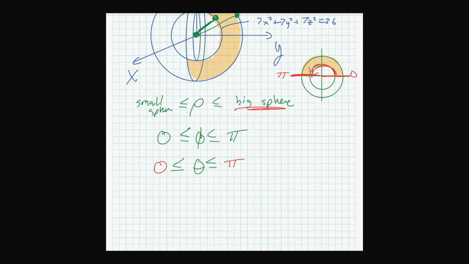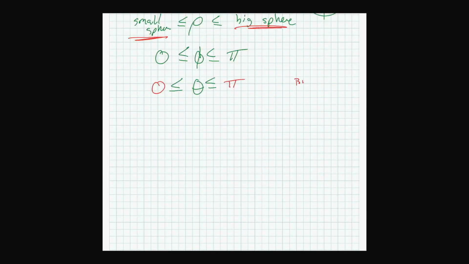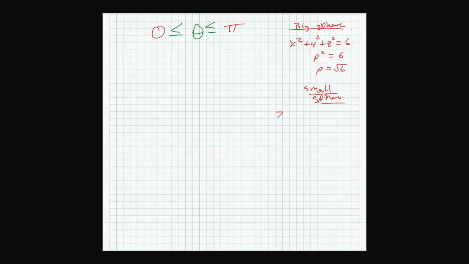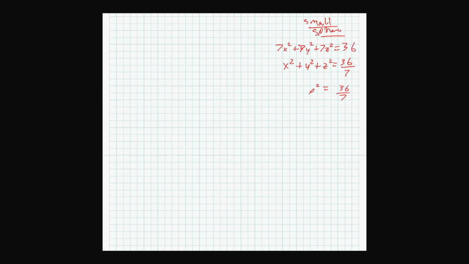So all we really need there is the big sphere and the small sphere equations. And there's not really that much to do with those, right? The big sphere is x squared plus y squared plus z squared equals 6. So that's rho squared equals 6, so rho equals square root 6. Your small sphere was 7x squared plus 7y squared plus 7z squared equals 36. Divide everything by 7, and that's rho squared equals 36 over 7. And then you square root, so rho is 6 over square root 7.